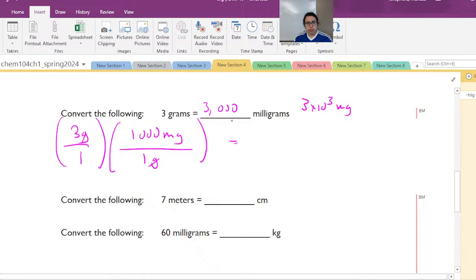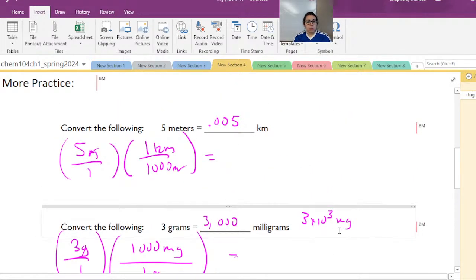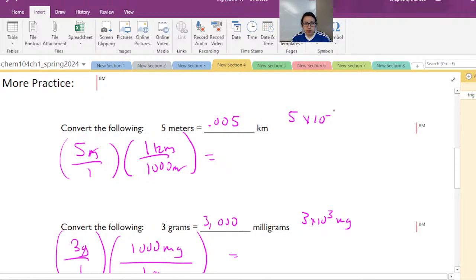So I think we'll go over this a little later in case people are fuzzy, but of course with positive exponents, you add zeros. So 10 to the 3rd means you add 3 zeros, so 1, 2, 3. And so this one we could have written, so 1, 2, 3, so 5 times 10 to the negative 3rd kilometers.